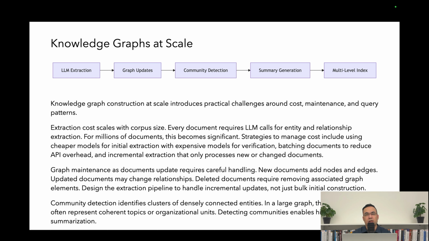Evaluate whether knowledge graphs are worth the investment for your use case. They add significant complexity and cost. They do provide unique capabilities for relational queries. So, if your query patterns rarely include relational questions, simple architectures may suffice.